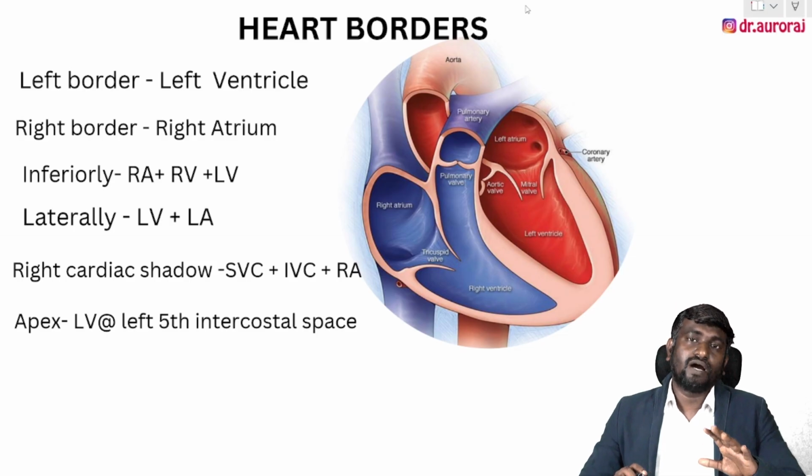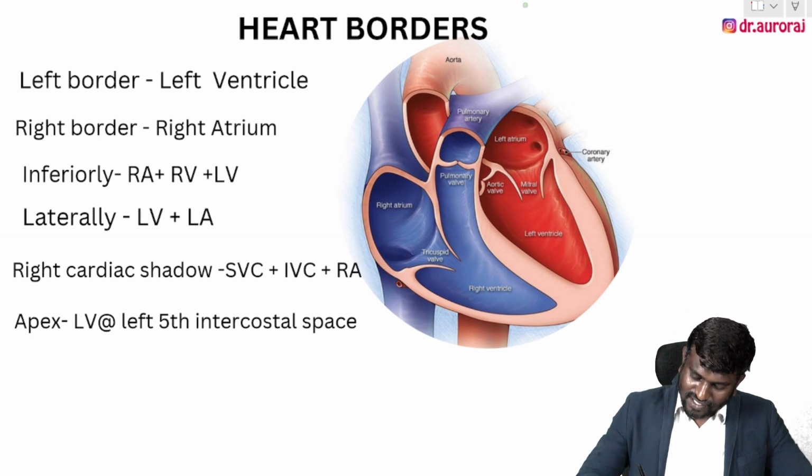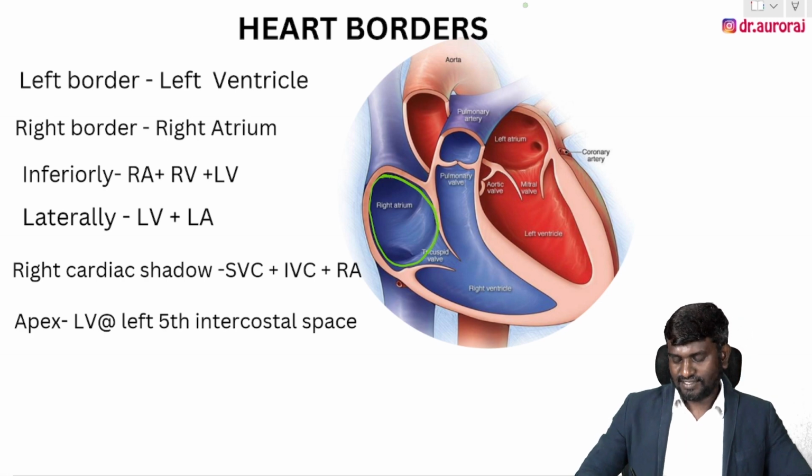Before we talk about the heart borders, let's look into the heart chambers. This is going to be the right atrium, and this structure here is going to be the right ventricle, the left ventricle, and the left atrium.